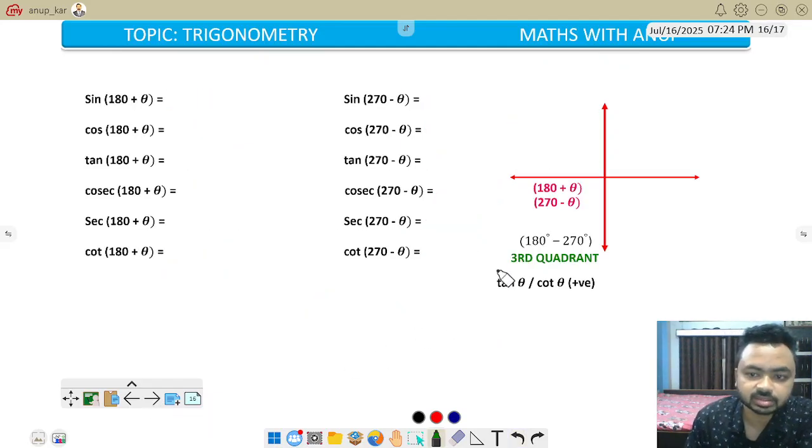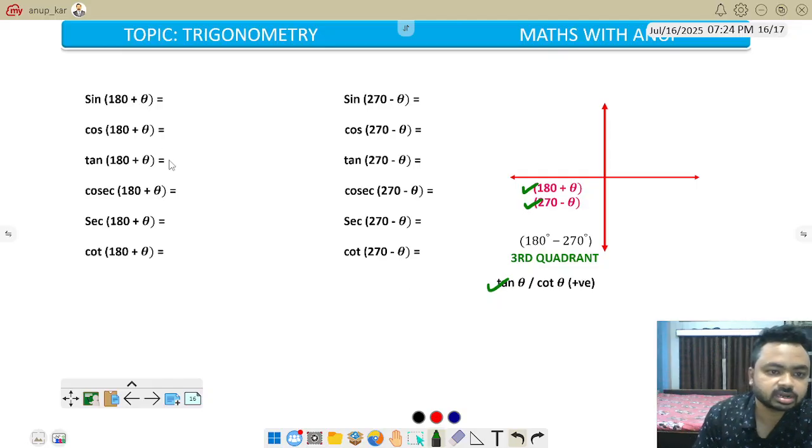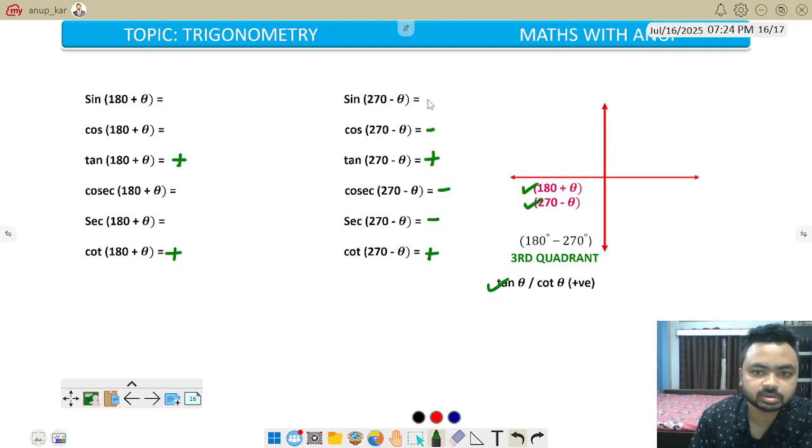This is very easy. 180 plus theta, 270 minus theta. Third quadrant, as I have already told, tan theta and cot theta will be positive. So let's put tan theta and cot theta to be positive, tan theta and cot theta to be positive, rest of the other things will be negative. So 180 means what?